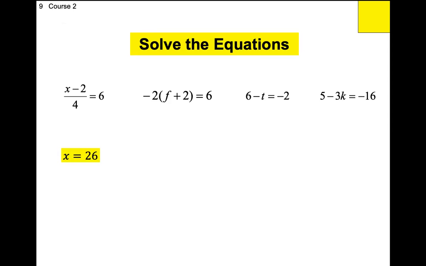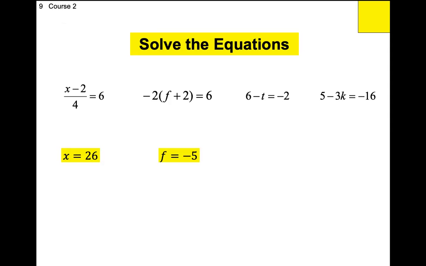This one right here, if you made a mistake, it's because when you distributed, you didn't distribute a negative 2, you distributed a 2. So when you distribute the negative 2 to the inside, you get negative 2f minus 4 equals 6. Add 4 to both sides, you get 10. Divide both sides by negative 2, you get f equals negative 5. Ask questions, be brave.